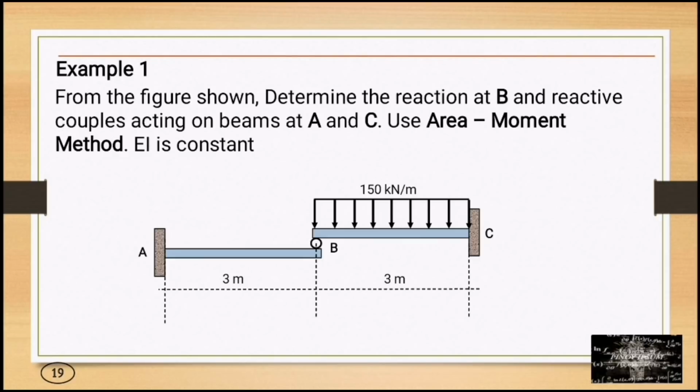Example, from the figure shown, determine the reaction at B and the reactive couples acting on beams A and C. Use area moment method. So yung EI is constant. So based on the figure, so we have two cantilever beams.